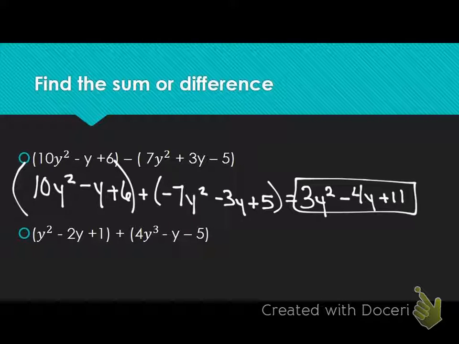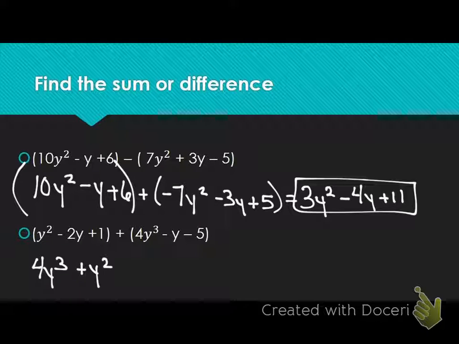Got it right? All right, now on the second one, there are some terms that you have nothing to combine it with, like the very first one, y to the third. There are no other terms that are y to the third, so it just stays 4y to the third. What about my y squared? Is there any other term that I can combine with y squared? No, so I just leave it. What about my y terms?